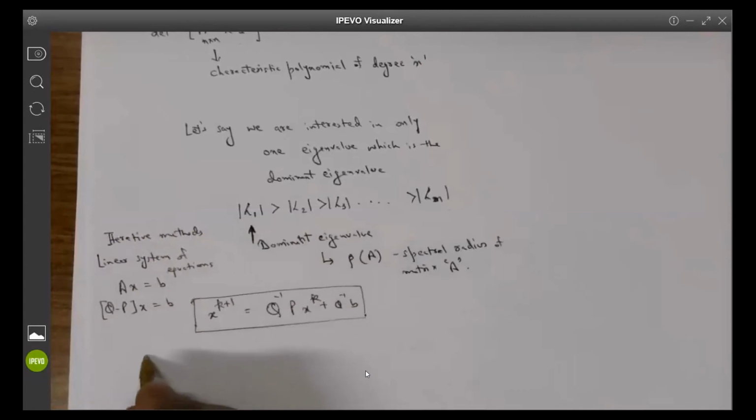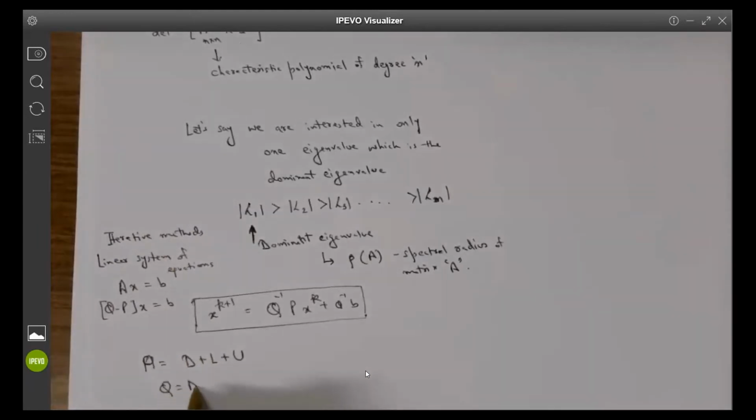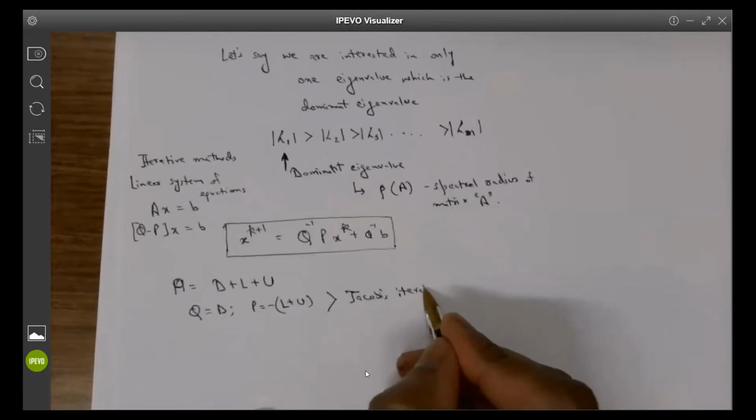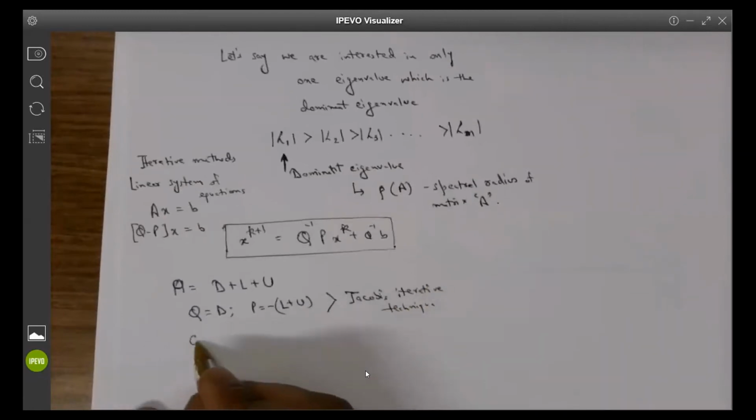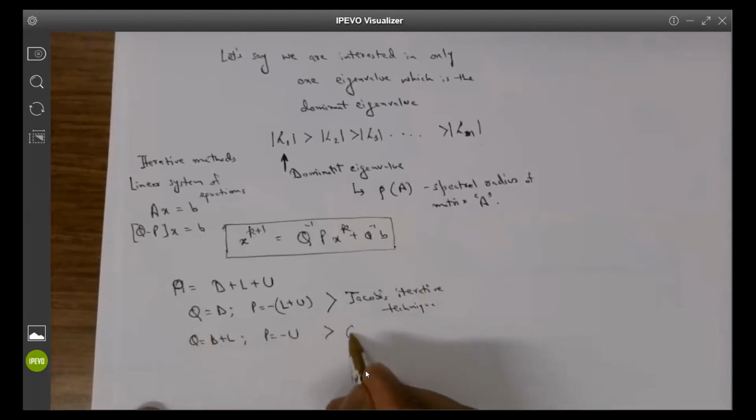And we saw that if the A matrix is diagonal plus L plus U, and Q is your diagonal matrix, and P is minus L plus U, which is Jacobi's iterative technique. And if Q is D plus L and P is negative of U, that was the Gauss-Seidel iterative technique.